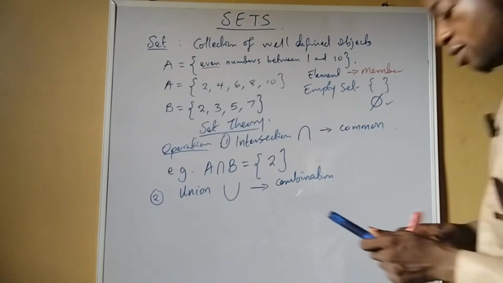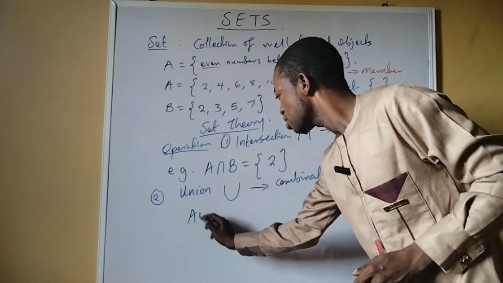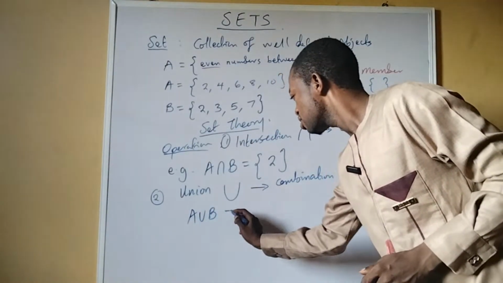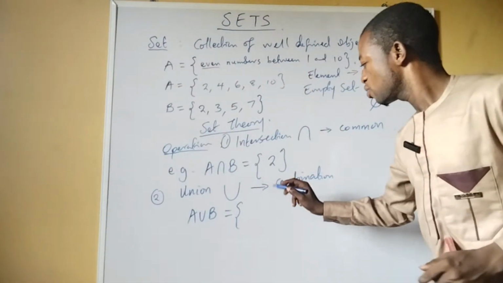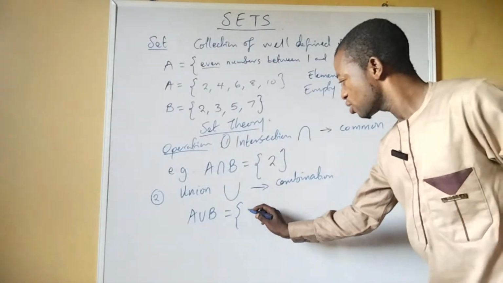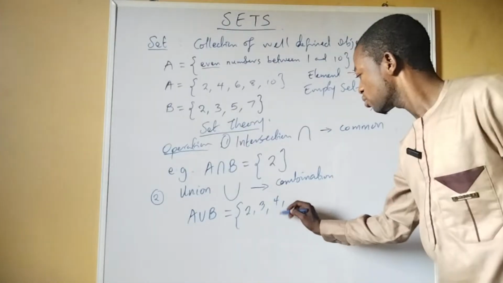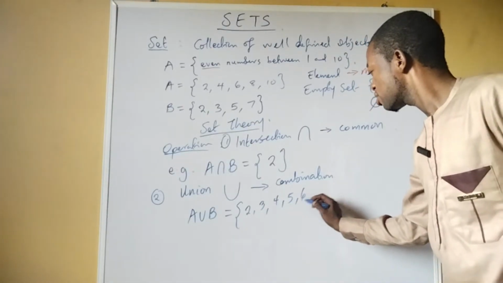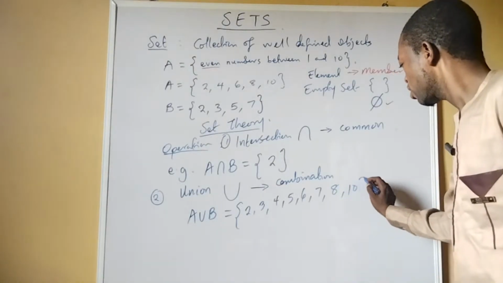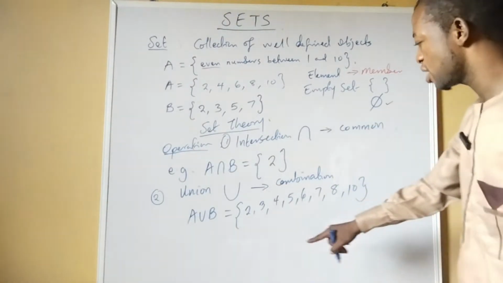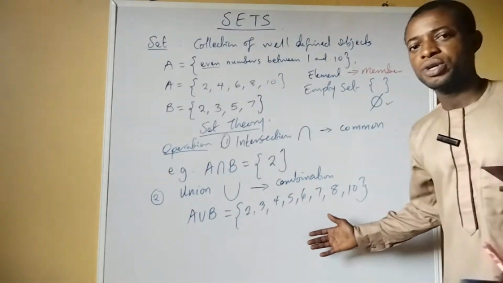Now, when you look at this, from what we have, we can still use this as A union B. It means we combine these two sets without repeating any element twice. So it will be 2, 3, 4, 5, 6, 7, 8, 10. So we have combined these two sets. That is A union B. So these are the two major operations we have.